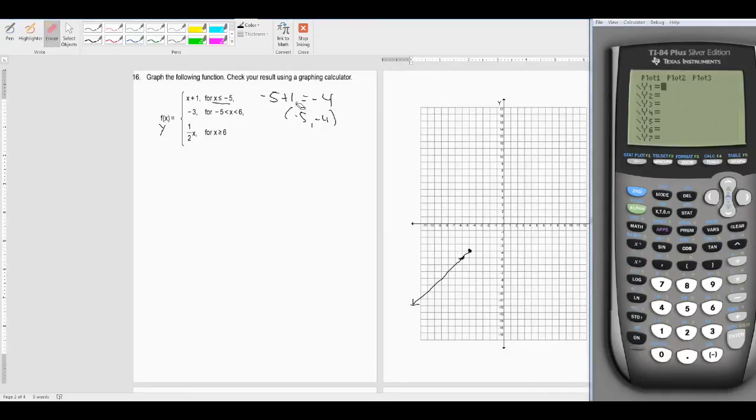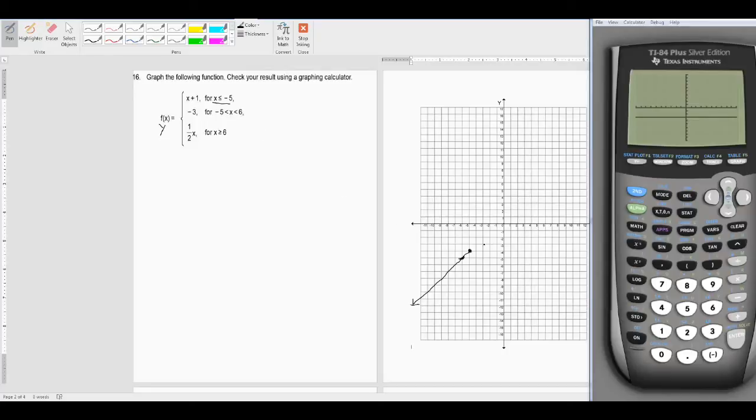For the second piece, we have f of x or y equals negative 3, and that's between these two values, negative 5 and 6. Now if you don't know how negative 3 looks, it's actually a horizontal line at y equals negative 3. So we're going to go down to negative 3, and notice we have negative 5, which is not included, and we have 6, which is not included.